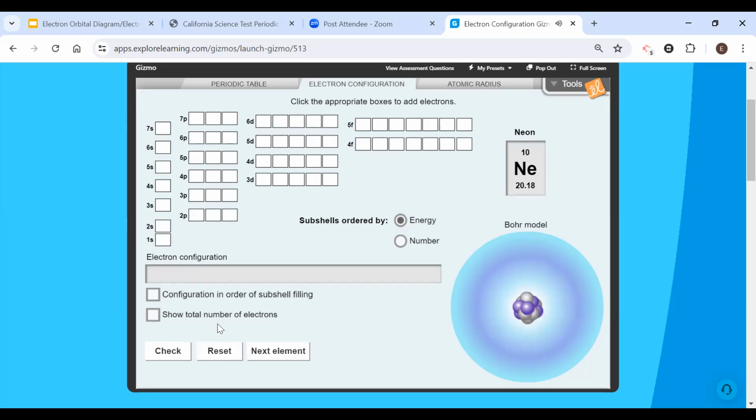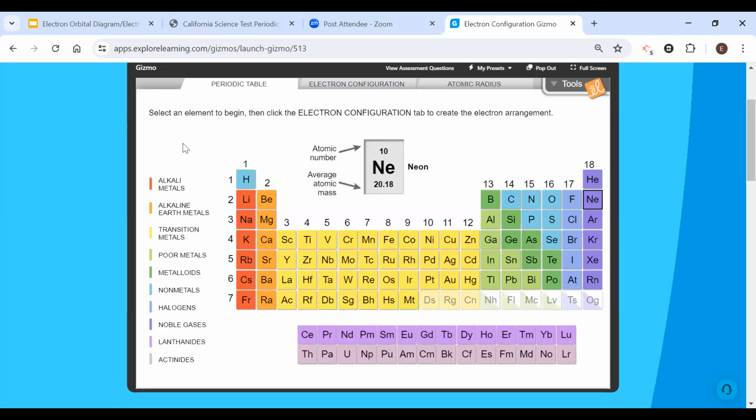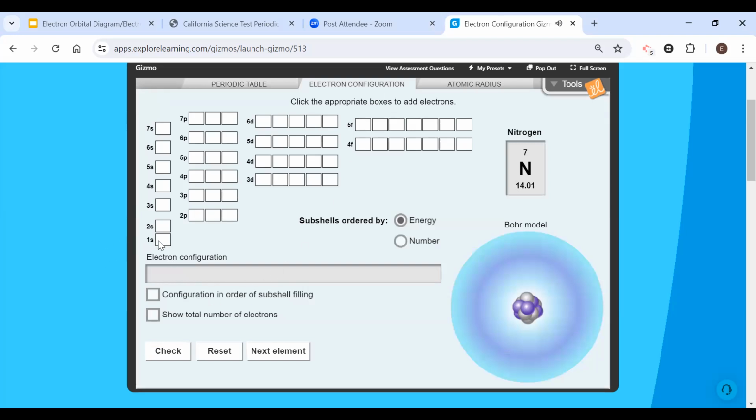Okay, let's do nitrogen. Nitrogen, hopefully you got 7 electrons. So nitrogen, 7 atomic number, you see that? So we go 1, 2, 3, 4, 5, 6, 7. Okay? We follow the rules. 1, then we run out. So first energy level, s orbital, 2 electrons. Second energy level, s orbital, 2 electrons. Second energy level, p orbital, 3 electrons. That's it. Hopefully, you got it right.